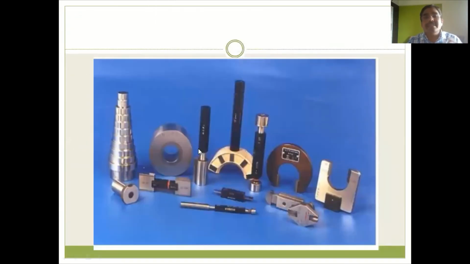Now in the gauges, here I show the number of gauges, my friend. Here the double-ended plug gauge, single-ended, snap gauge. All these are the snap gauge. This is a thickness gauge, pin gauge, ring gauge, thickness gauge. So a number of gauges are there.